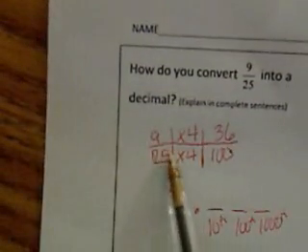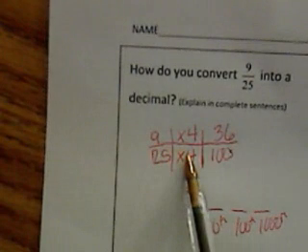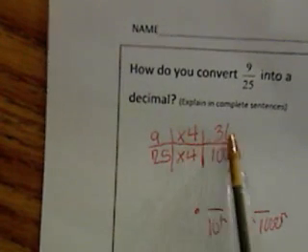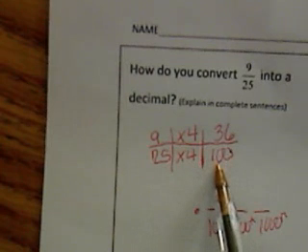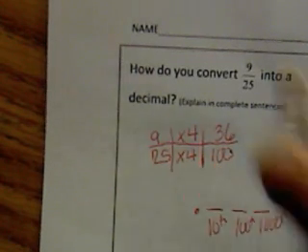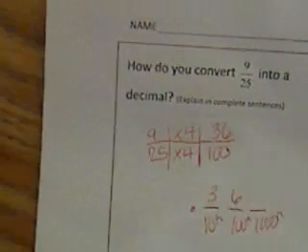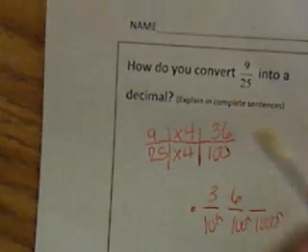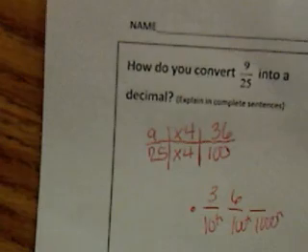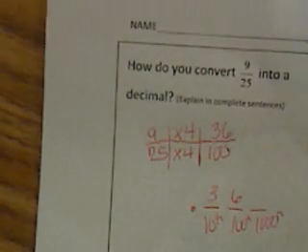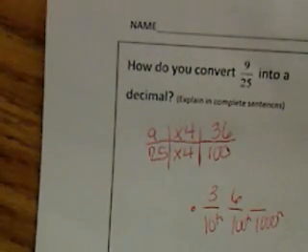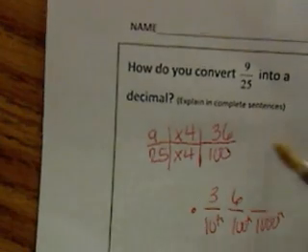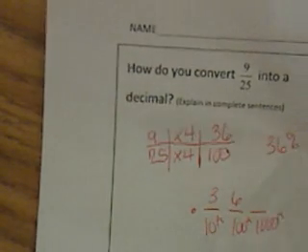Remember I told you, whatever you do at the bottom, you got to do at the top. So now you got 36 hundredths. So guess what? 36. How do I turn this to a percent? What is this going to be as a percent? 36%.